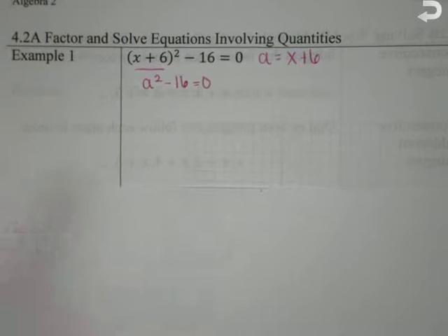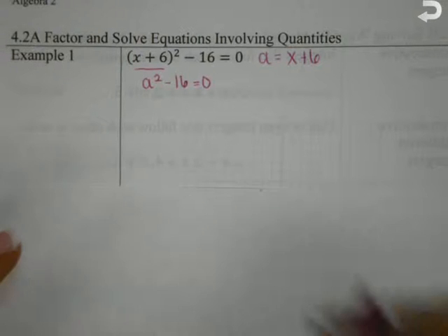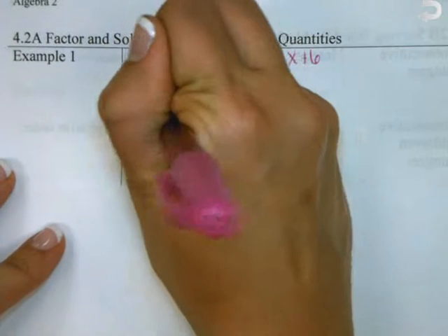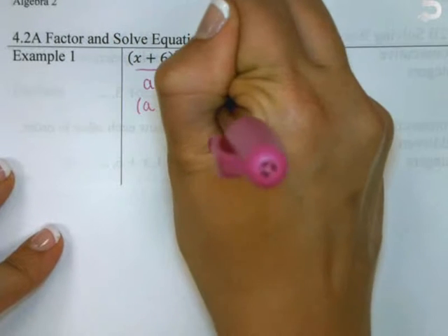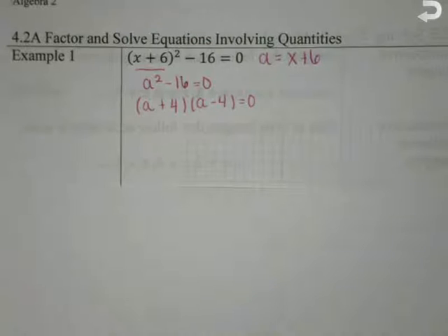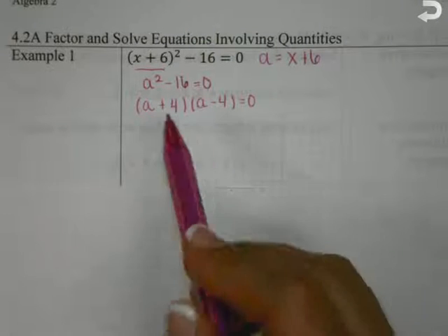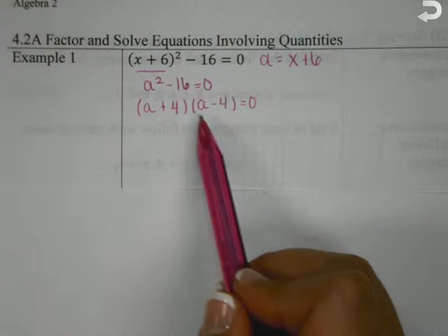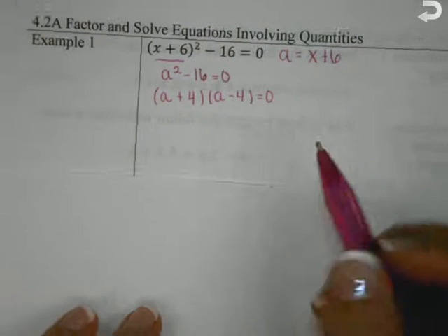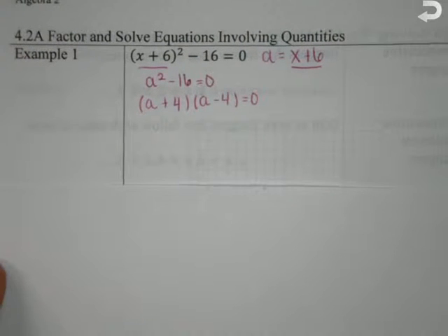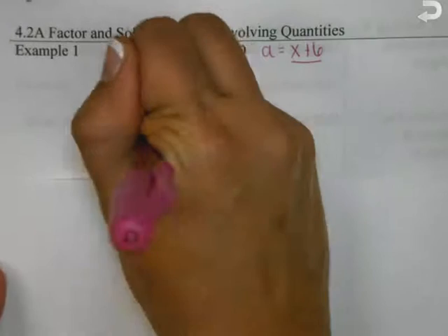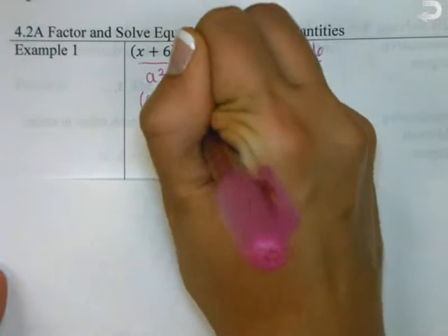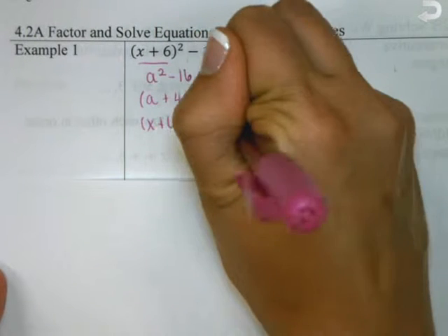And what method of factoring is this? Difference of two squares. So that is (a + 4)(a − 4) = 0. Now I want to give you a word of warning. A lot of times I see students stop here and set each factor equal to 0 and they give me positive 4 and negative 4 as their answer. We first have to substitute x + 6 back in. So substitute it back in first because it's actually going to change the value of what's inside those parentheses.